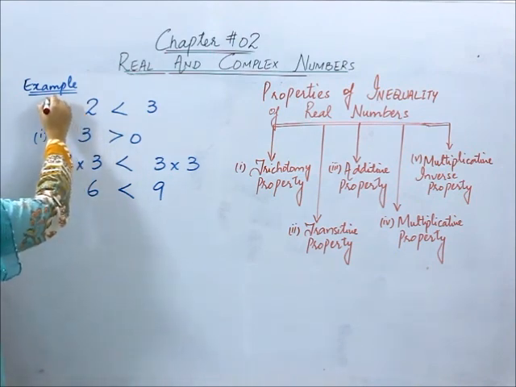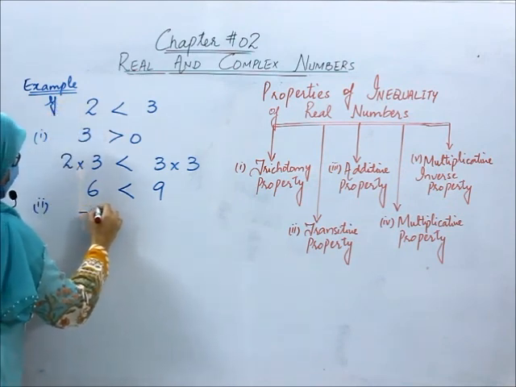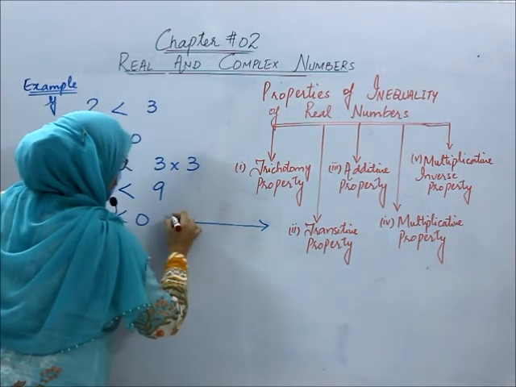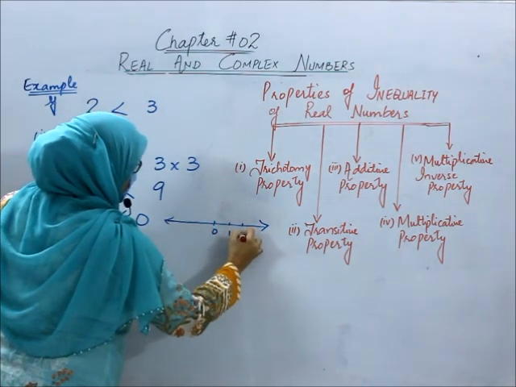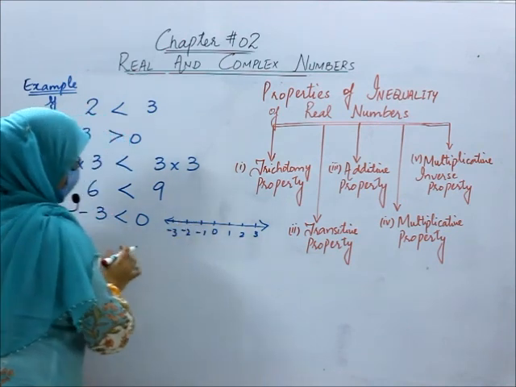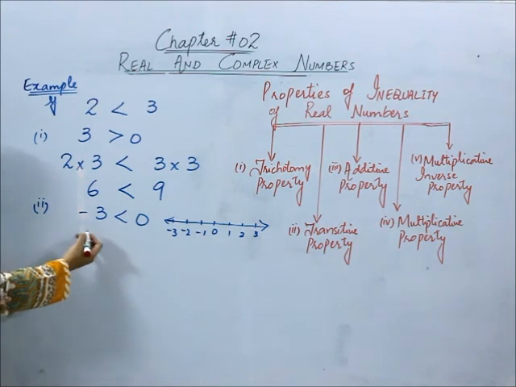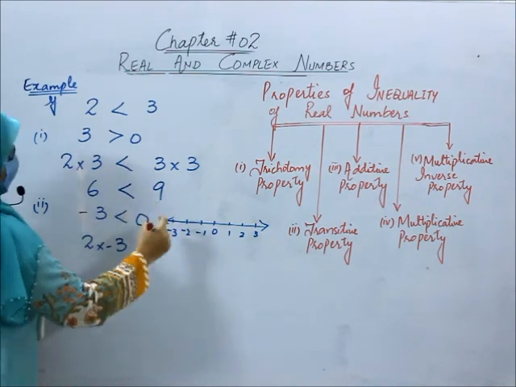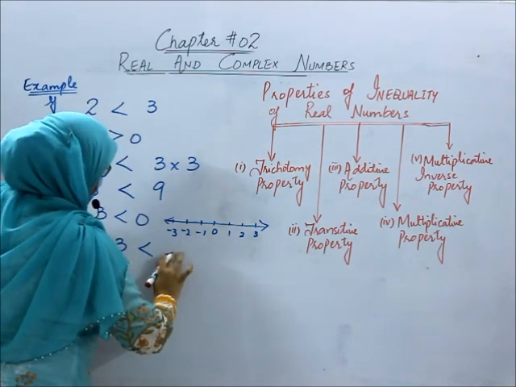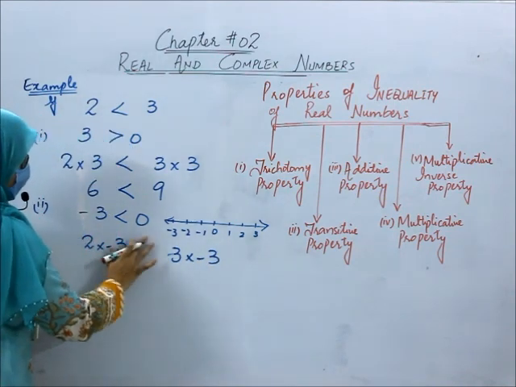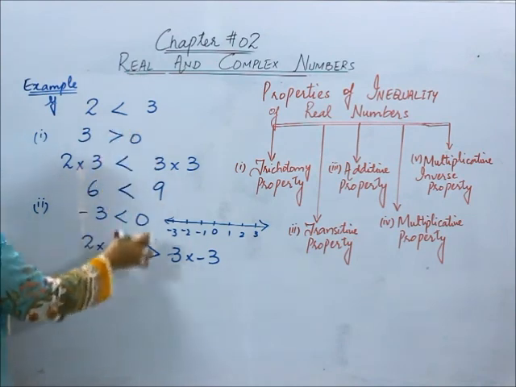But if you multiply this inequality with a negative number, that is minus 3. Minus 3 is less than 0, which means it is a negative number. If we see these numbers on the number line, 0, 1, 2, 3, 3 is a positive number, while minus 3 is a negative number, less than 0. Fine. Now if you multiply this number to the given inequality, 3 into minus 3, the sign of the inequality would change. Less than would become greater than.